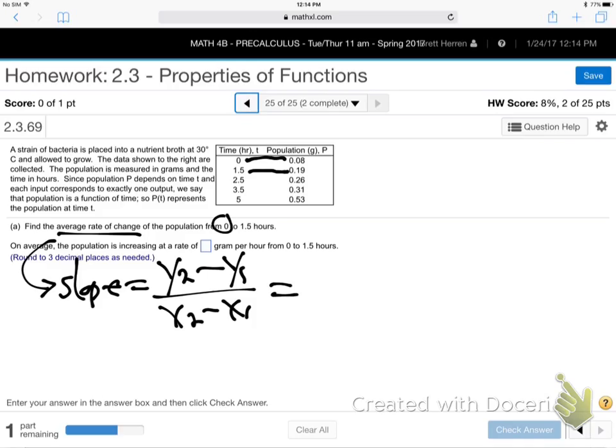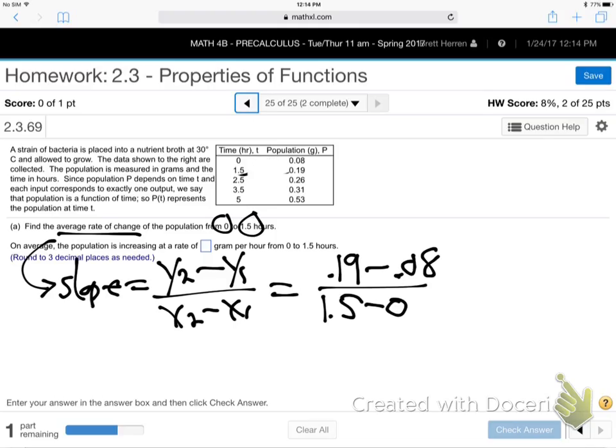What are they saying? 0 to 1.5 for your x. So 1.5 minus 0, right? This is x, this x. And what are the y's that go with the 1.5? It goes 0.19. With the 0 goes 0.08. Make sense? How I just grabbed those right off the table? Everybody seeing that? This is x1, x2, y1, y2, right off the table. And then just work it out from there.